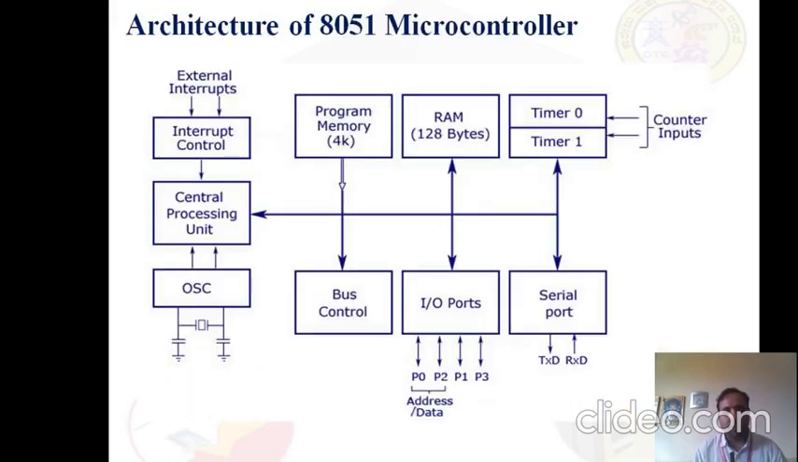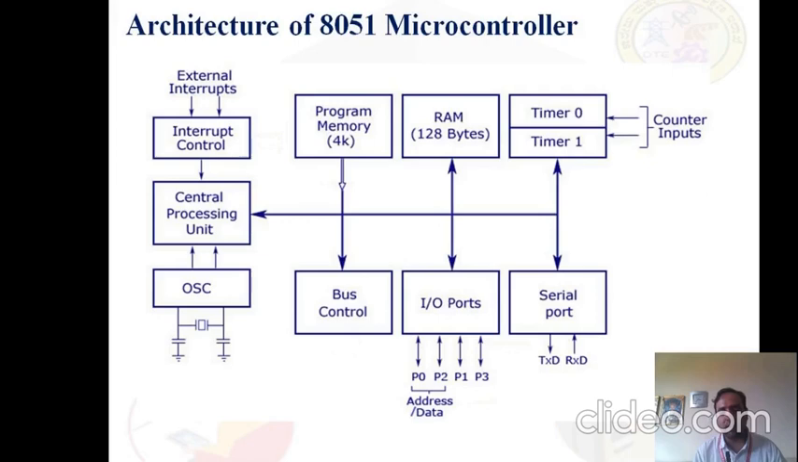Coming to the very important topic, that is architecture of 8051 microcontroller. You can see the block diagram of 8051 microcontroller. We have 4 kilobytes of program memory, that is ROM, and we have 128 bytes of RAM, and we have two timers, timer 0 and timer 1, which takes the counter inputs. Then we have serial port block which is having a TXD as a transmitter pin and RXD as a receiver pin. Then we have IO ports.